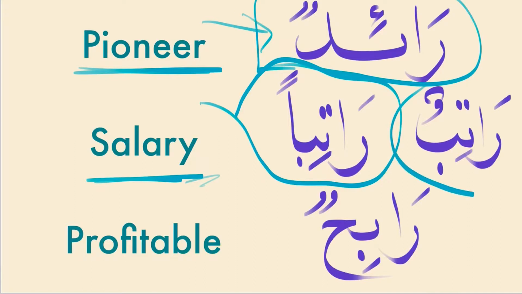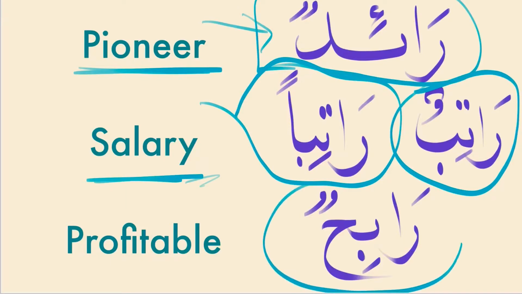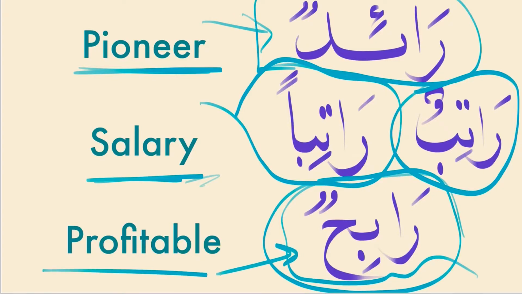What if we have tanween dhamma? How do you read it? Ratibun. Similarly, you could write it with a tanween kasra. Ratibin. The tanween changes based on the location of a word in a sentence grammatically. How do you read this word? Rabihun. Profitable.